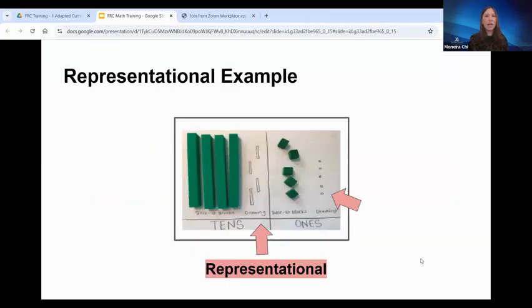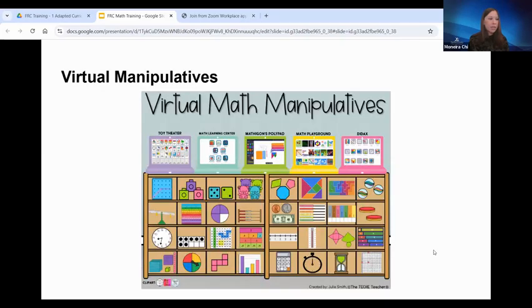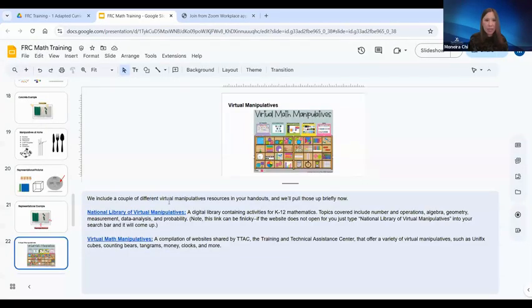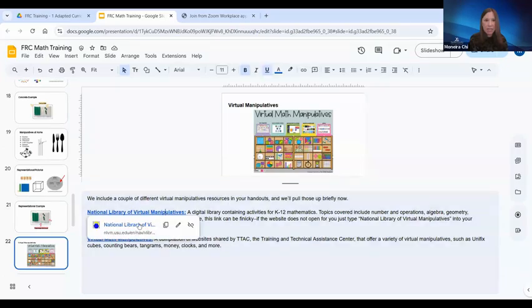So here again, we see our example of the same problem using the representational piece. So here it's drawings to represent the same number that the concrete objects are representing. So we have included a couple of different virtual manipulative resources in your handouts. And actually, I'm going to see if my computer cooperates with me so that I can pull them up for you to see.